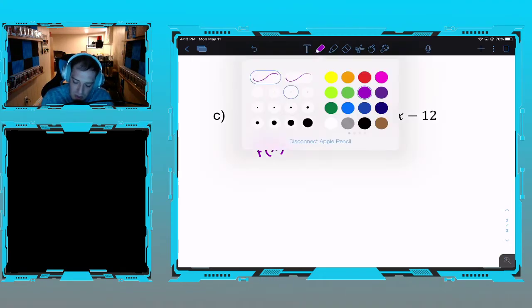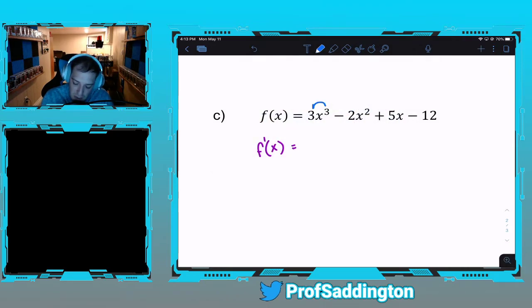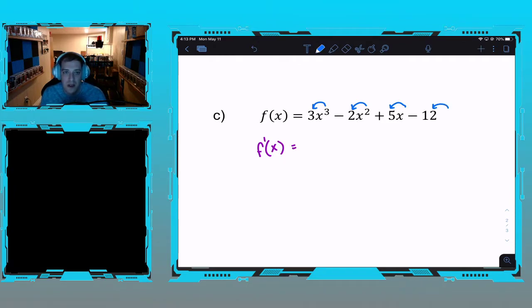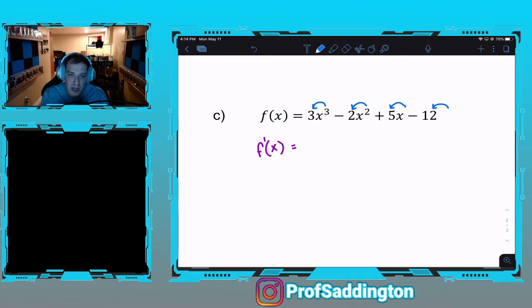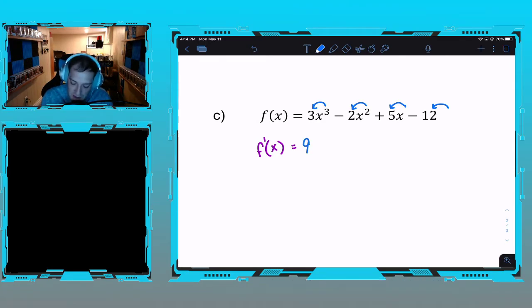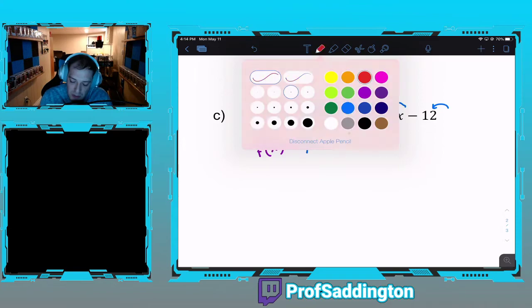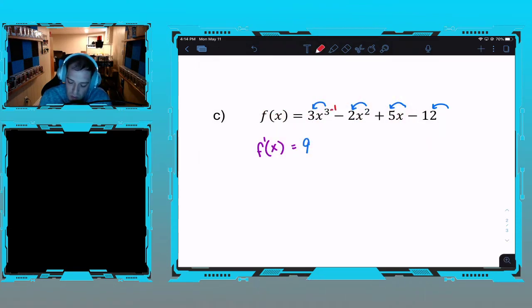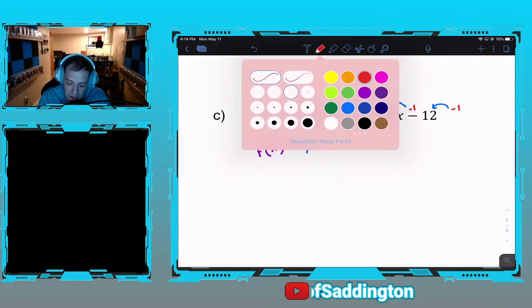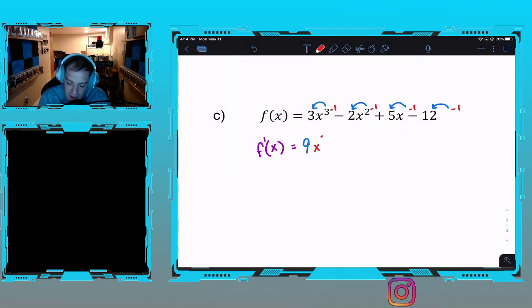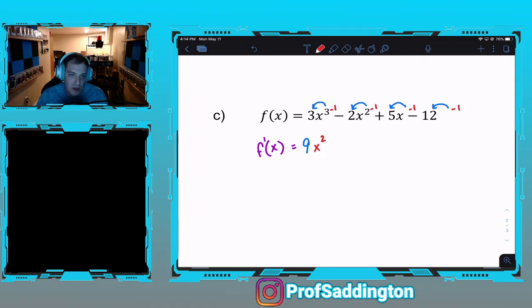And now the rule states that I'm just taking the exponents and multiplying them to the front. Well, the first one is just 3 times 3, so we have 9. And then we're supposed to subtract 1 from the exponents. So I did 3 times 3, which is 9, and then if I subtract 1 from the exponent, I'm going to have x to the second power, being that 3 minus 1 is 2.